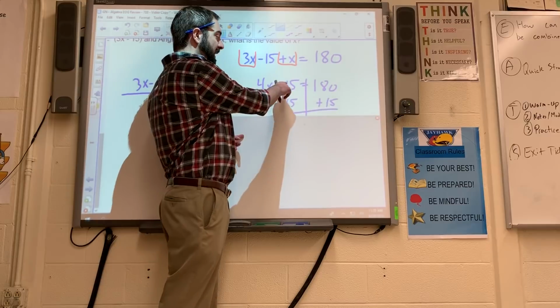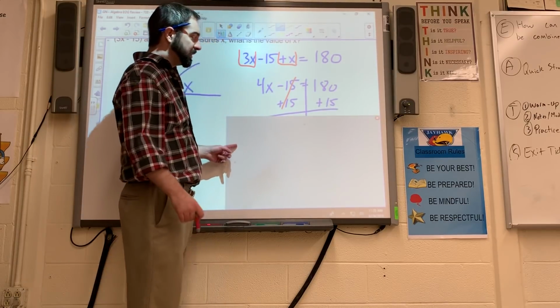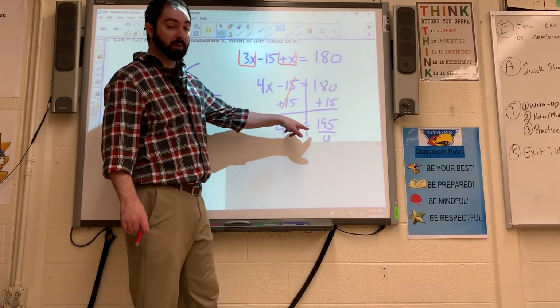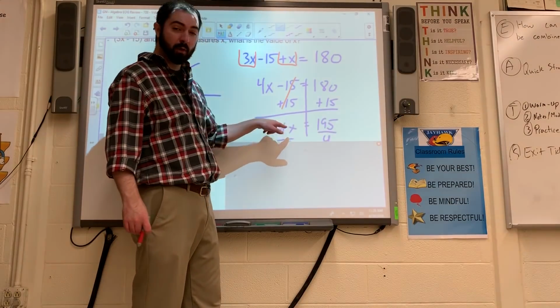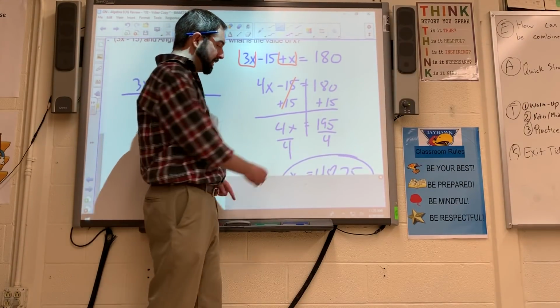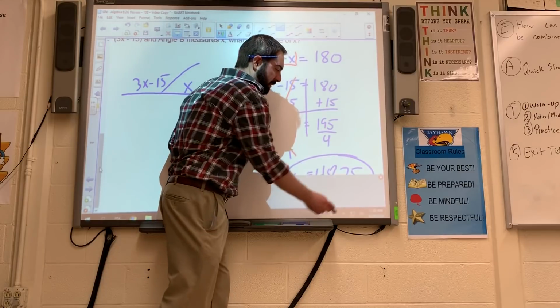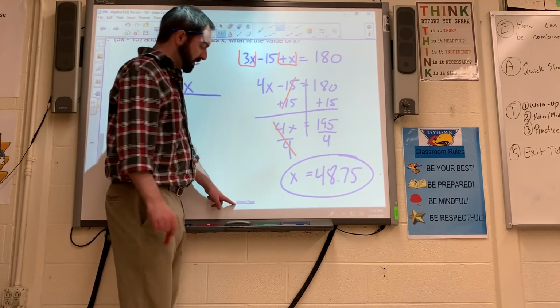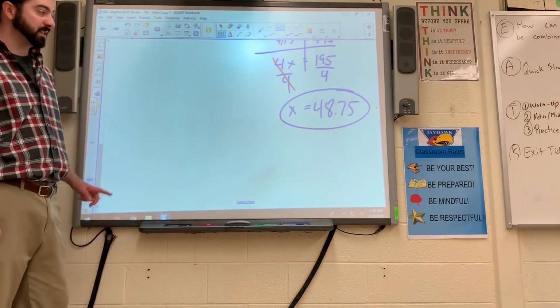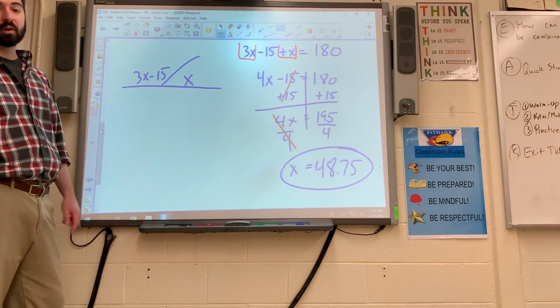First step, we have minus 15, so I added 15 to both sides. 4 times x equals 195. So I said divide by 4 to solve, and we get a final answer of x has to be the same as 48.75. So again, make sure all your answers match up.